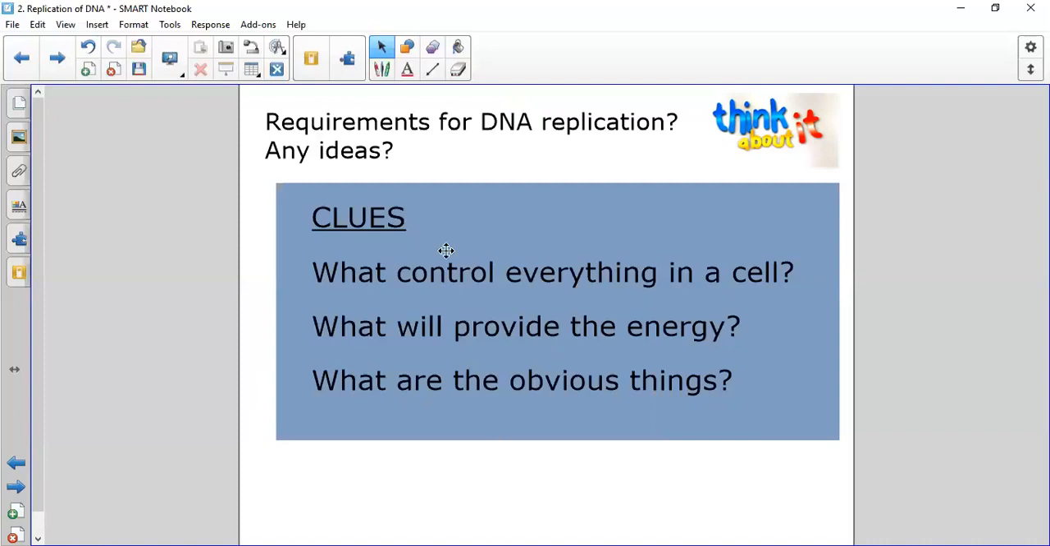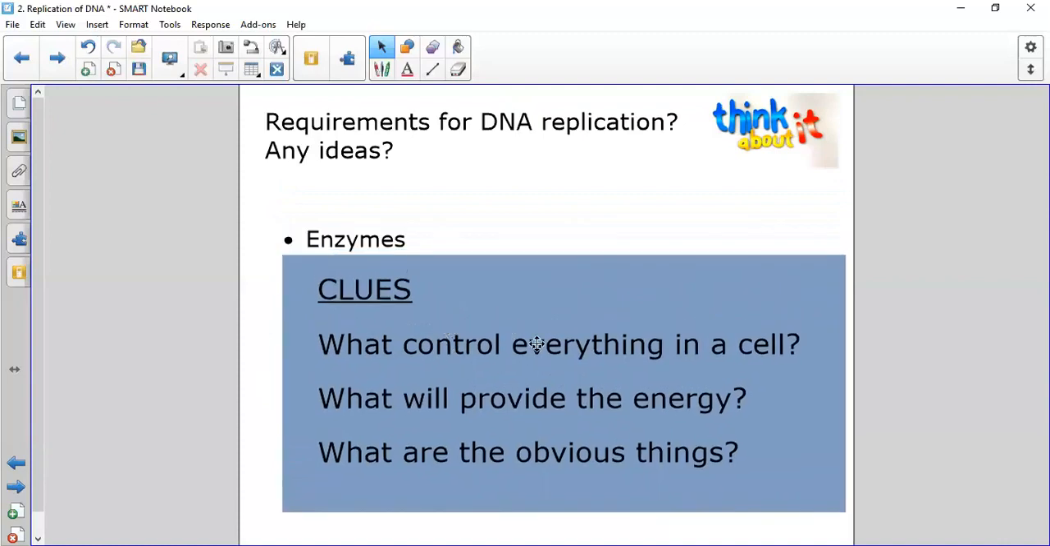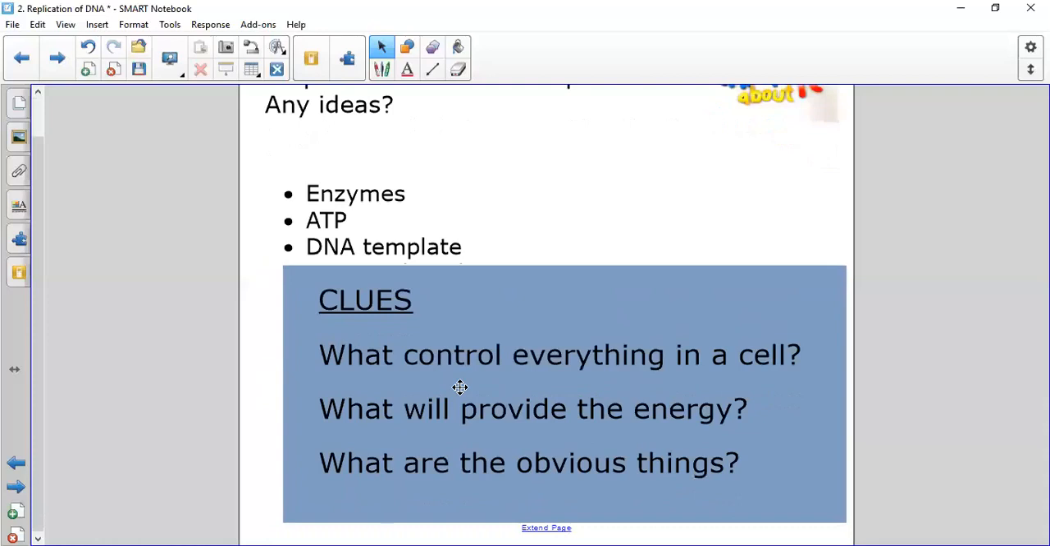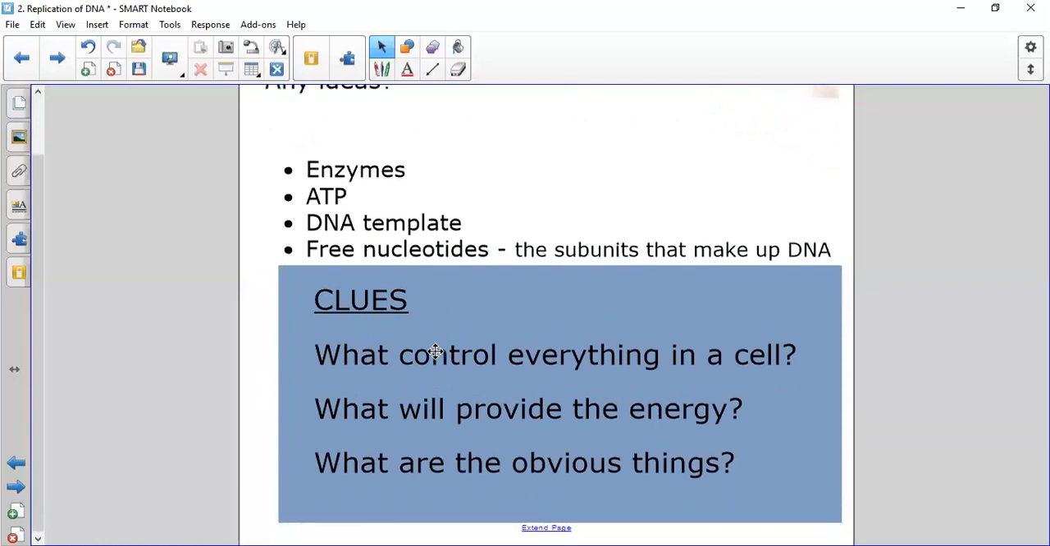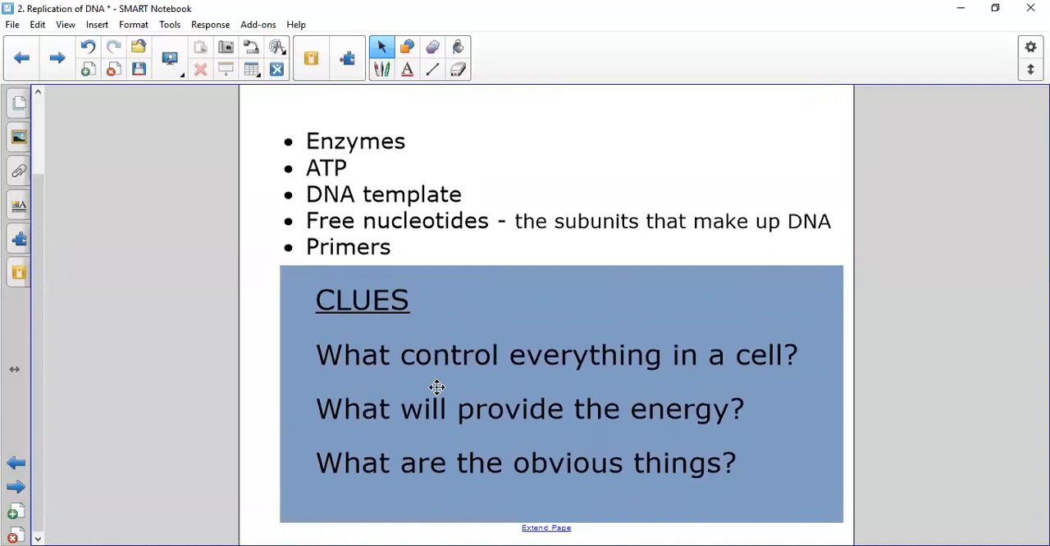So the requirements for DNA replication then are enzymes, because we know that they pretty much allow all the reactions to happen at a suitable speed. ATP, because that provides the energy within cells. We need the DNA template, that's the original DNA. We need free nucleotides, because they're the building blocks. We can't make any more DNA if we don't have the nucleotides to make it up. And something called primers, which you won't have guessed because we've never come across that before.